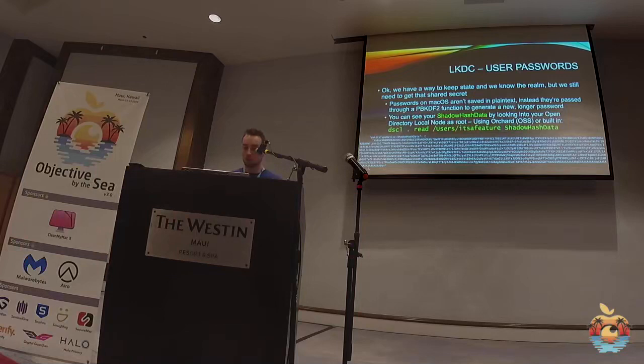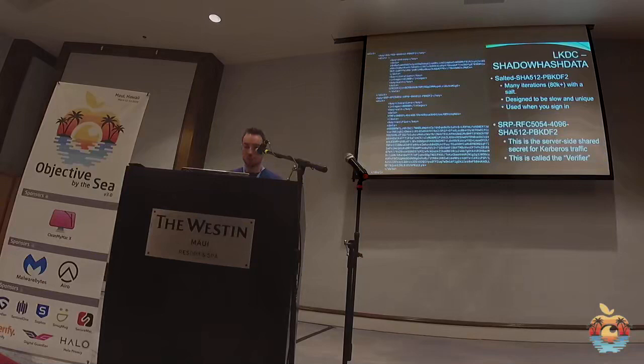If you're ever curious and look at your own shadow hash data, you can do this with dscl here, or you can use Orchard and get a base64 version like I have here. You can see a couple of interesting things. So you can see up here, your salted SHA-512 PBKDF2, this is your normal Apple password. It's gone through like 80,000 rounds, SHA-512, all this sort of stuff. But there's also this other thing down here. This SRP RFC 5054 4096 SHA-512 PBKDF2. Mouthful, gross, but it's the thing that we're looking for as we start doing this SRP protocol to talk to the local KDC on your box.